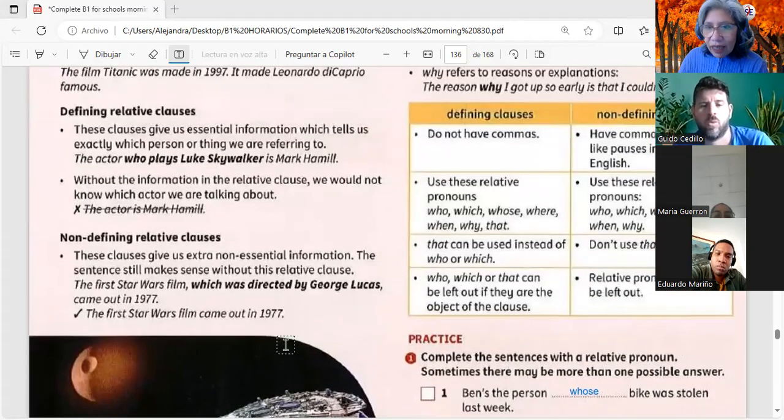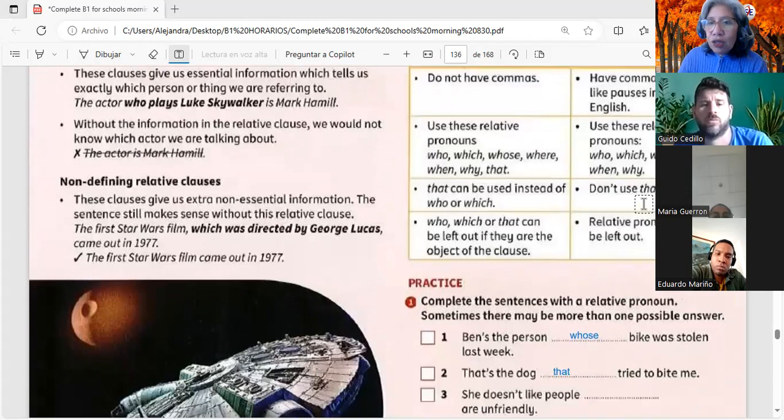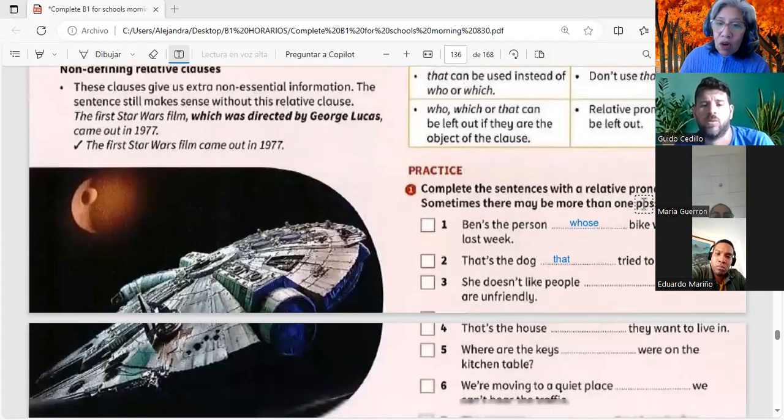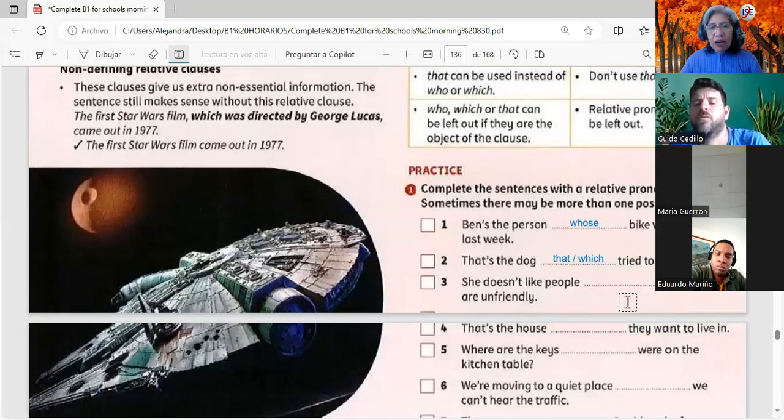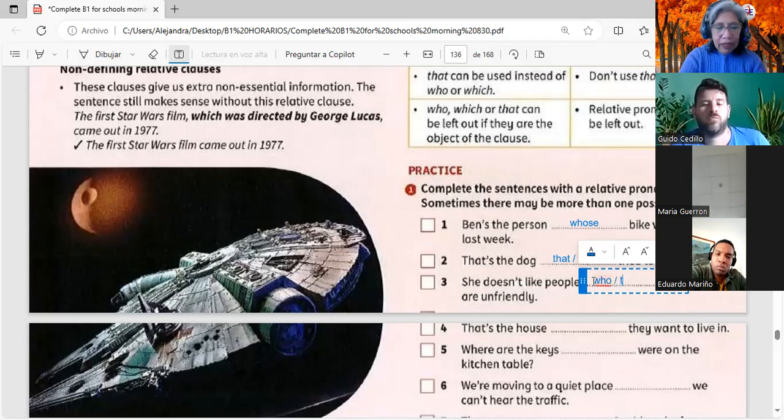Don't use that when it has commas. Here, no commas, I can use that. I can use that or I can use which, because which is used for animals and objects. Both are correct. Next, Guido, she doesn't like people who are unfriendly. As it doesn't have commas, I can use that.